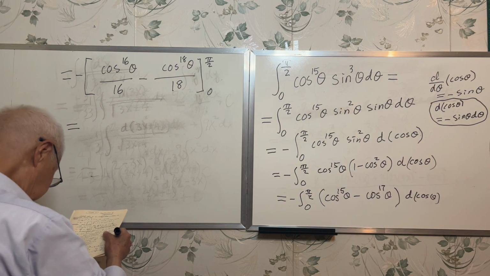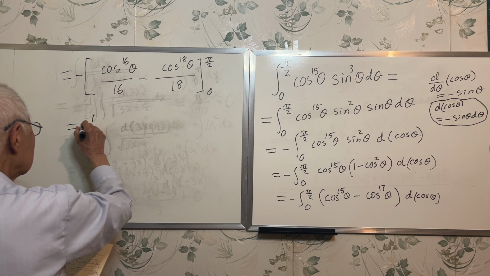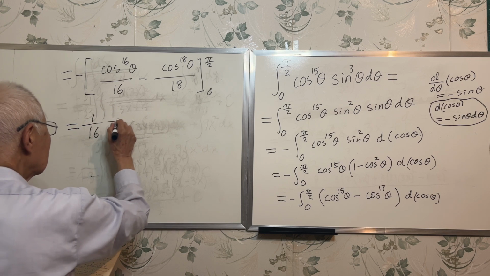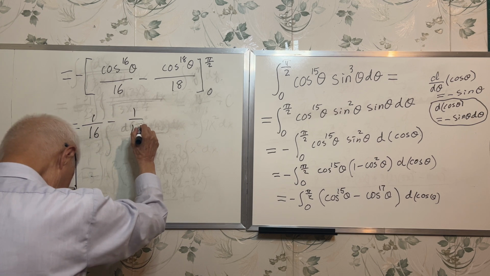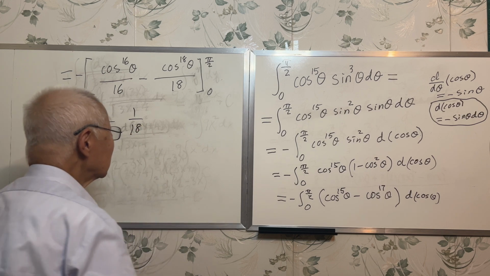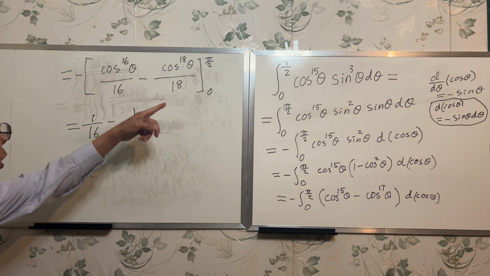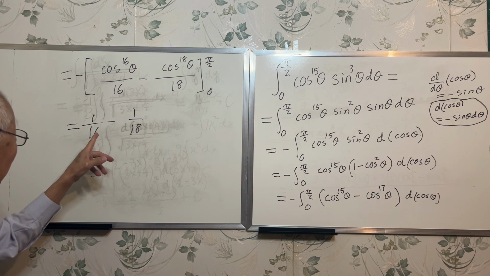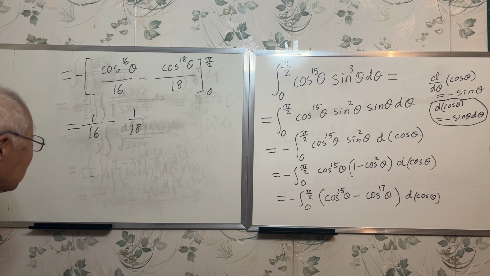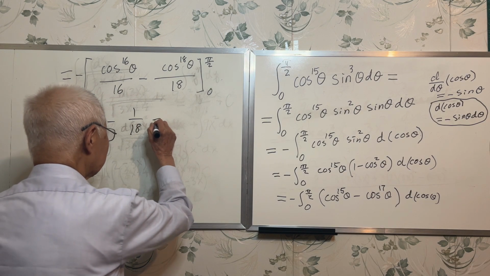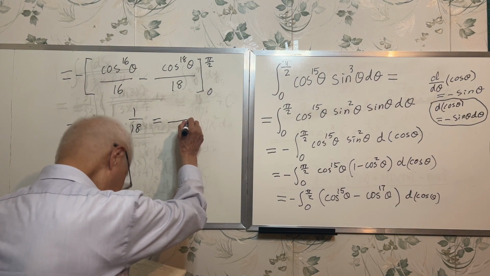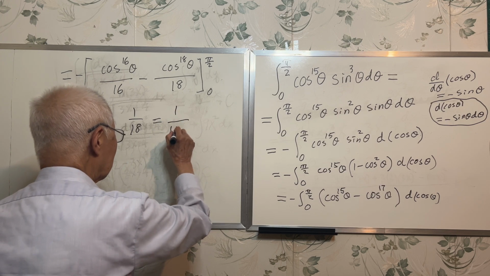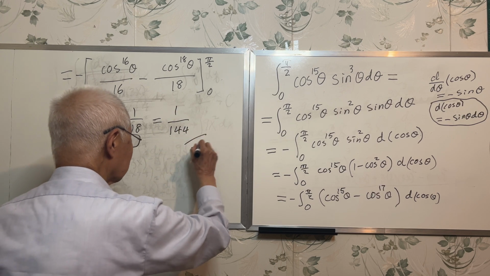So what you have is, when theta is 0, cosine 0 is 1. So the numerator is 1. So you have the result 1 over 16 minus 1 over 18. And then if you work it out, it is 1 over 144. And that is your result.